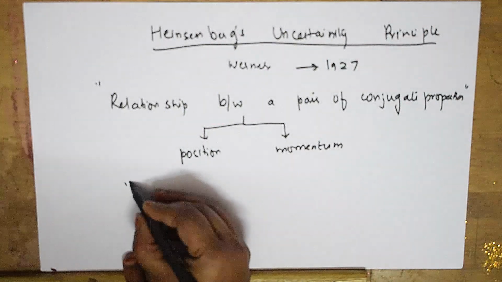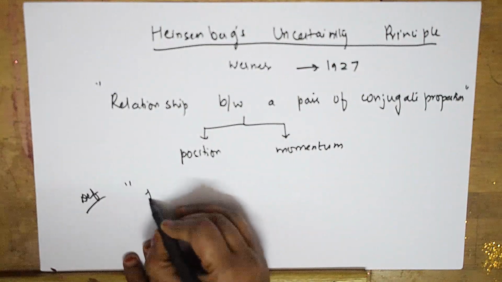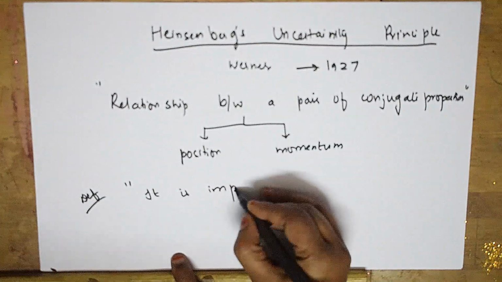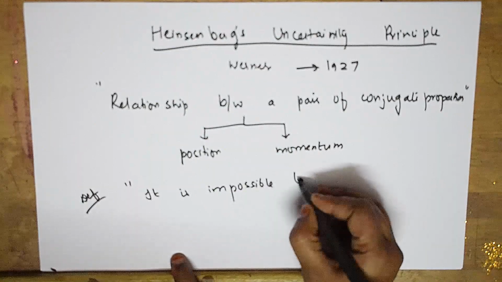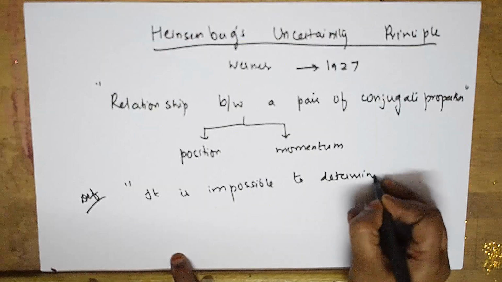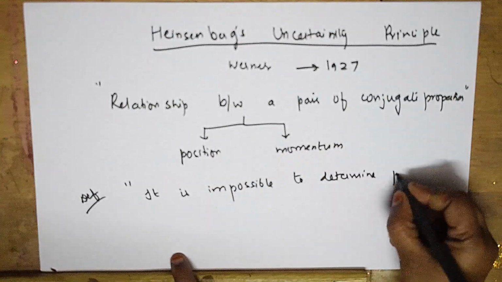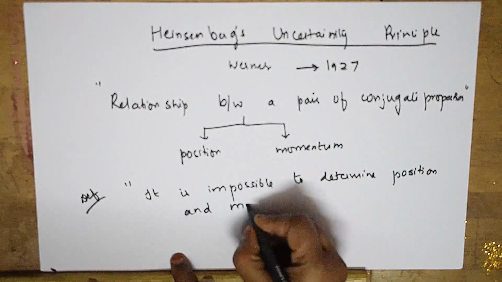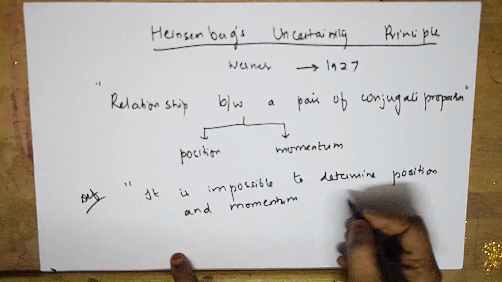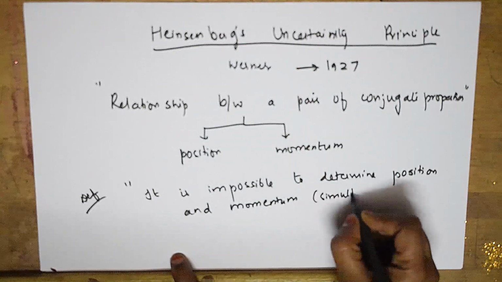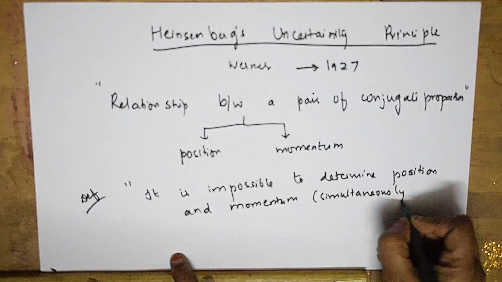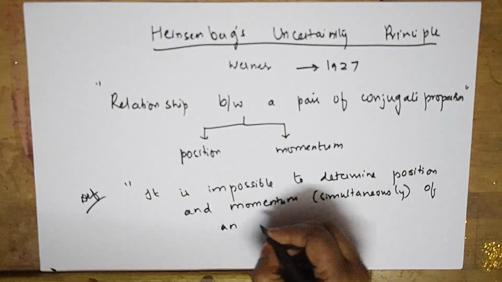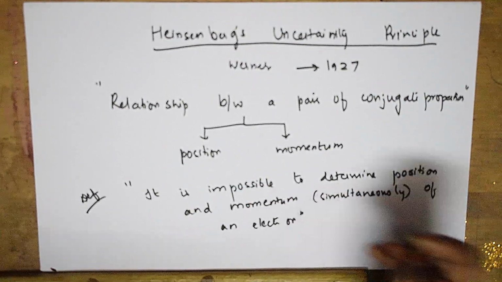Now he said, this is your definition now. What is that? He said, it is impossible. Try to start with this word, that is what is uncertainty. It is impossible to determine position and momentum simultaneously. Both I can't determine at the same time, of an electron. Okay, right. So this is the concept.